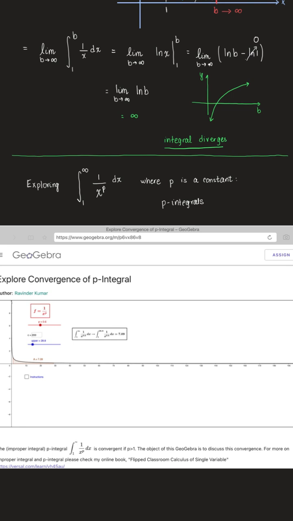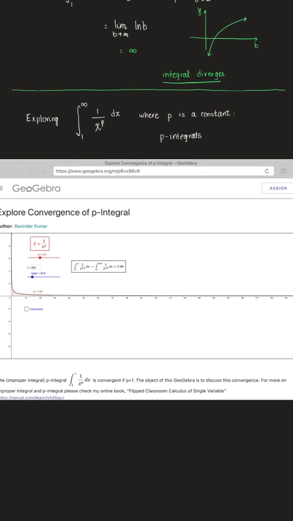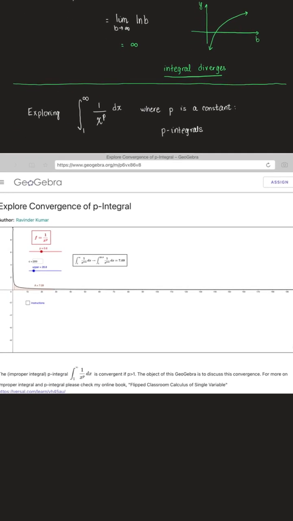So here is an applet that's going to help us visualize what's going on with 1 over x to the p, where we let p vary, and we want to make some conclusions about this type of improper integral called a p integral. So in this applet, let me see if I can make it work. There we go. All right, so in this applet, let me just run it one more time.